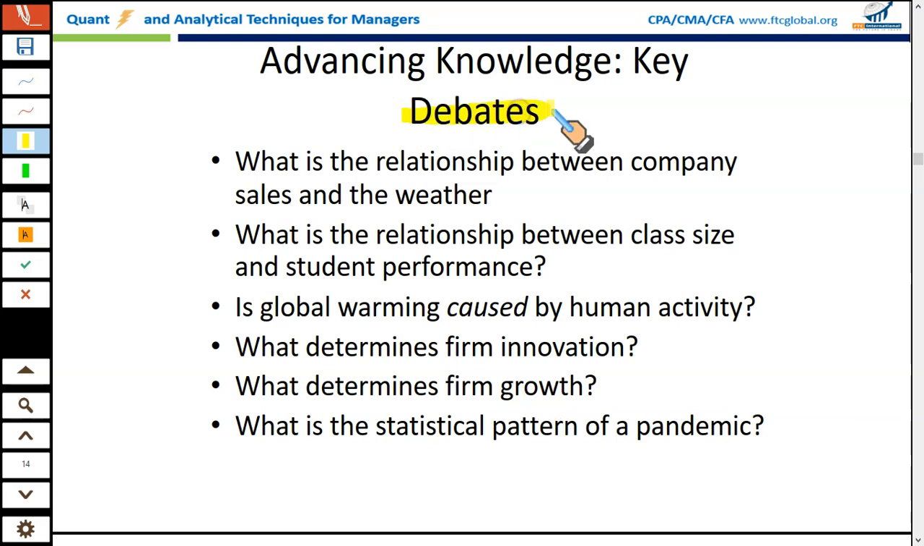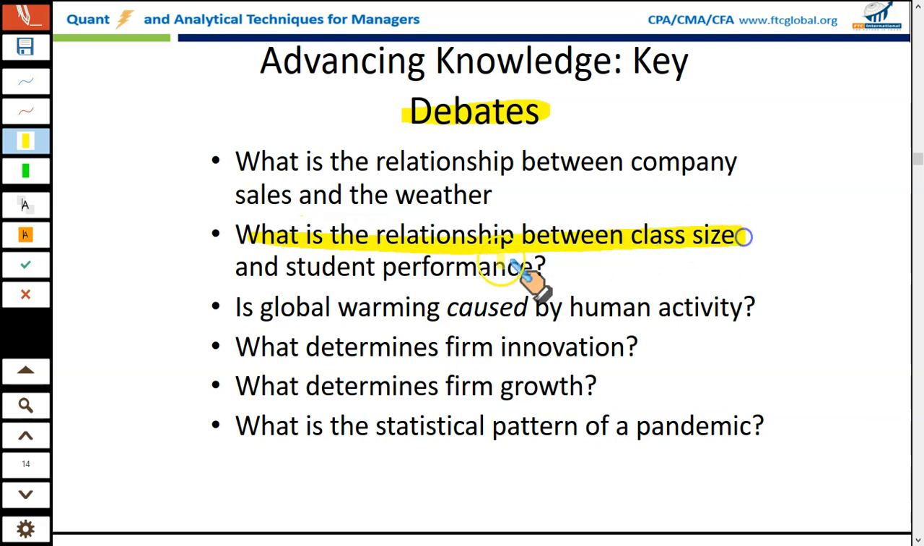Some debatable points. What is the relationship between company sales and weather? Yes, in some businesses there is a very clear relationship. A store that sells more umbrellas when it rains: this means when it's rainy, sales can increase, and when it is dry weather, the sales will fall. So that is clearly provable. And of course, only for some businesses, some items that sell have a correlation with the weather.